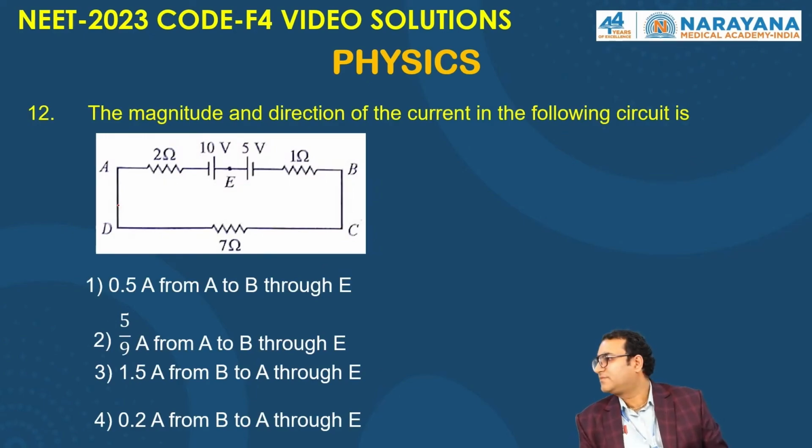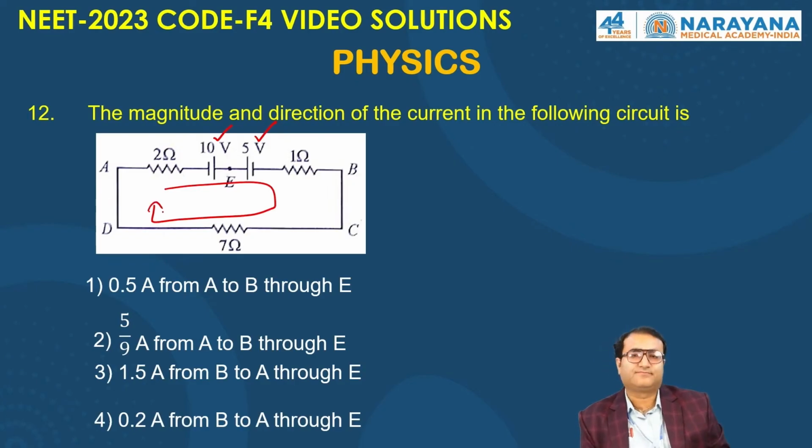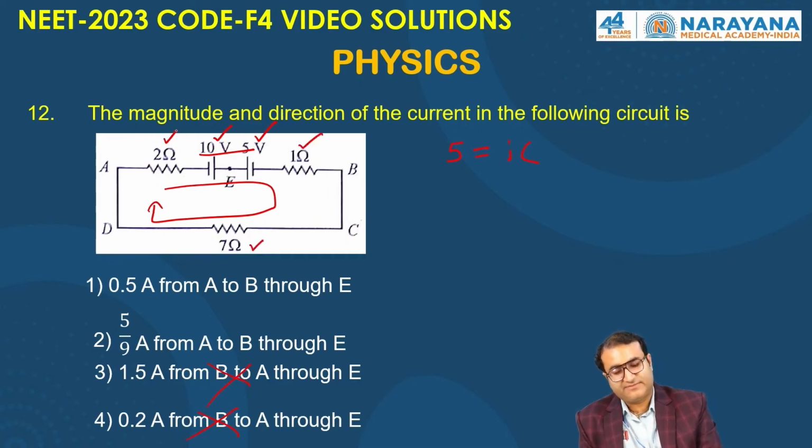Let us come to question number 12. Magnitude and direction of current in the following circuit. You can see this is 10 volt, this is 5 volt. 10 volt is more dominating, so current will go like this, simply from A to B. So we can rule out these options. Now the potential difference is 10 minus 5, which is 5, equal to I into R. R is 7 plus 1, 8 plus 2, 10. So current will be 5 by 10, which is 0.5 ampere from A to B.